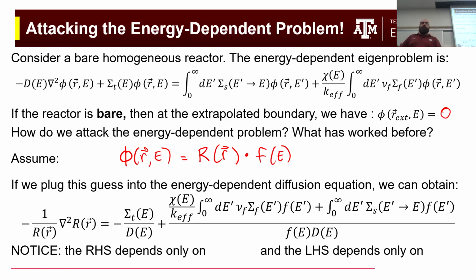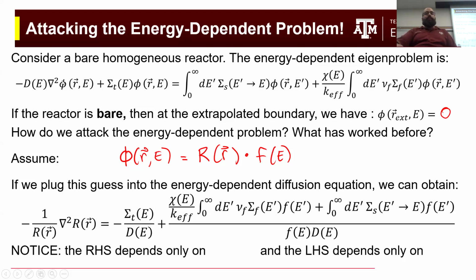Yeah, exactly. Before we had a spatial shape function and then a time evolution function. Here, because this is an eigenvalue problem, we're looking at a steady state problem. That's why there's no d phi dt term. We're assuming that the flux doesn't depend on time.